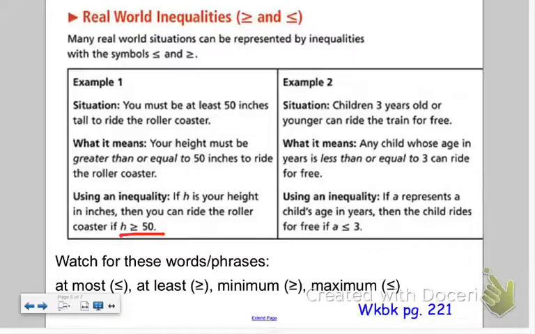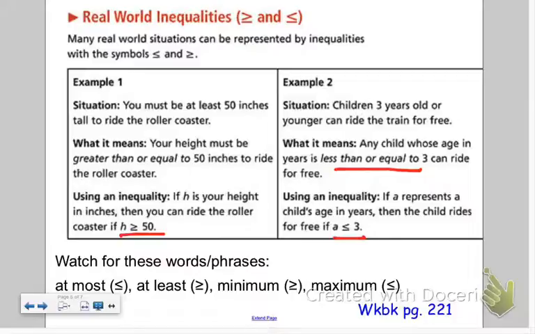Example 2, children 3 years old or younger can ride the train for free. So think about it. Any child whose age in years is less than or equal to 3, right? If you're 3 years old or younger, so maybe you're 2, maybe you're 1, or maybe you can even be 3. As long as you're 3 or younger, you can ride that train for free. So this time, I might use the less than or equal to symbol. The age in years, you must be less than or exactly equal to 3 years old to ride the train for free.